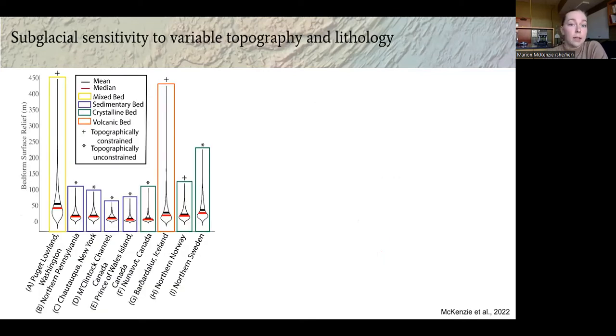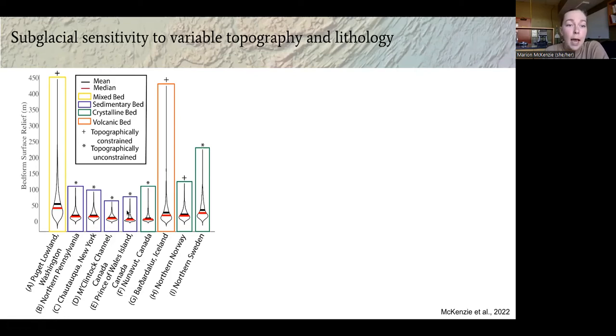Next, I'll look at the specific topographic and lithologic characteristics of each site and how they relate to bedform surface relief. So again, this is a measure of subglacial processes and their efficiency. And we see that at our topographically constrained sites of Puget Lowland and Bar the Dollar, we have the least efficient subglacial processes, as shown by the really high bedform surface reliefs in these violin plots.